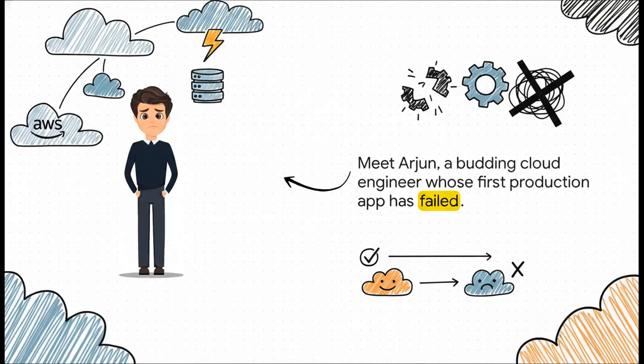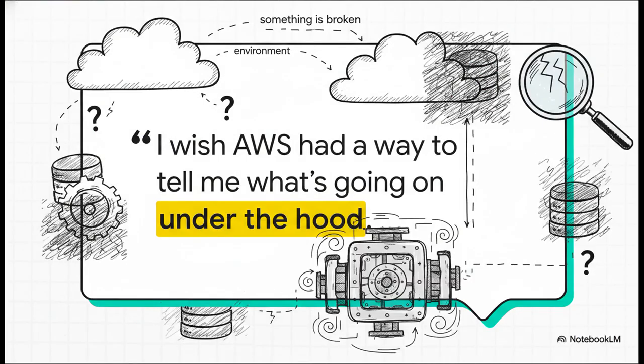So let's meet Arjun. He's a new cloud engineer, super excited. He just launched his first big app on AWS. Everything was smooth sailing, and then boom, it's not. He is living that nightmare right now. And this just says it all, doesn't it? He's sitting there thinking, I just wish I could see what's going on under the hood. He's flying completely blind. He knows something is broken, but he has zero visibility, no way to peek behind the curtain of his own AWS environment.